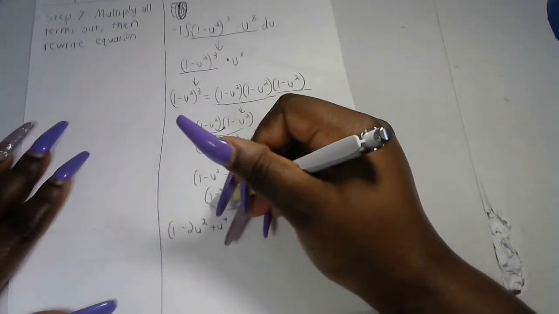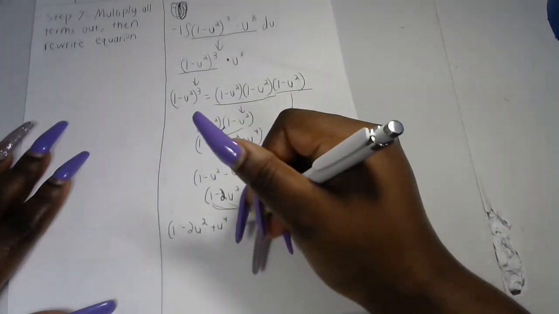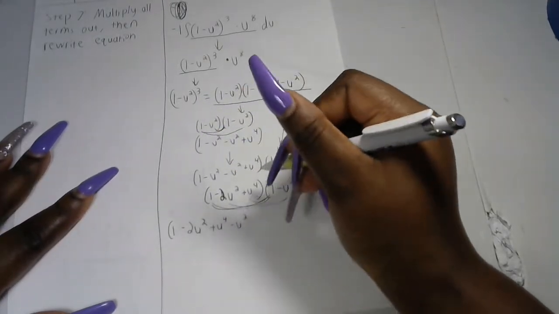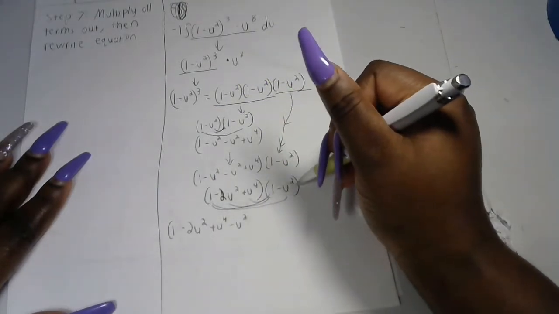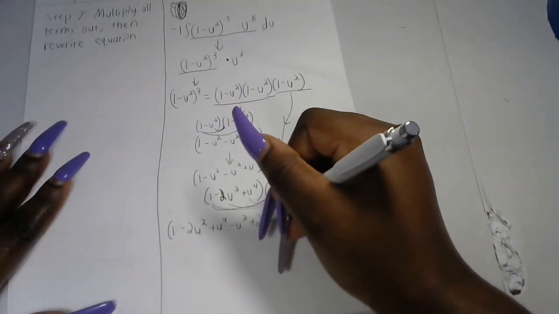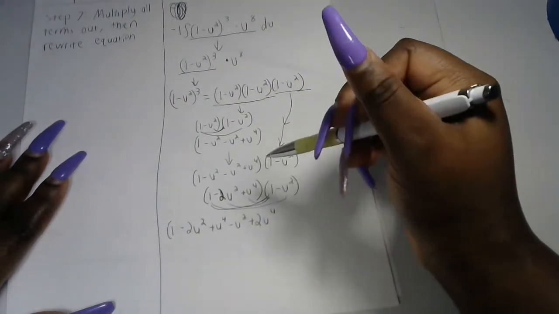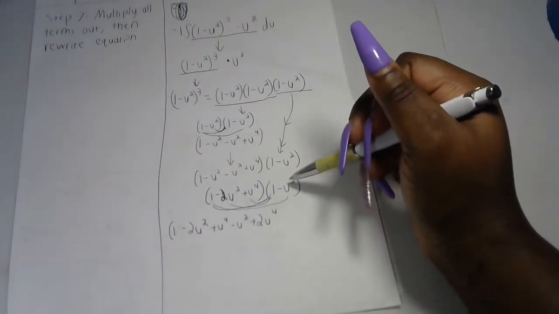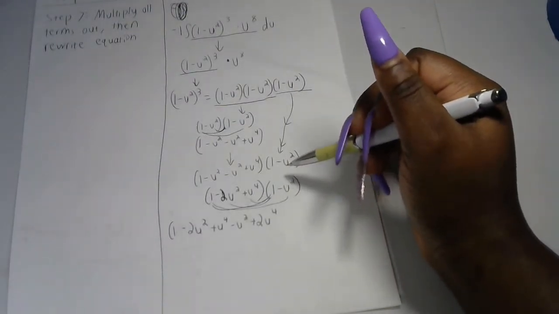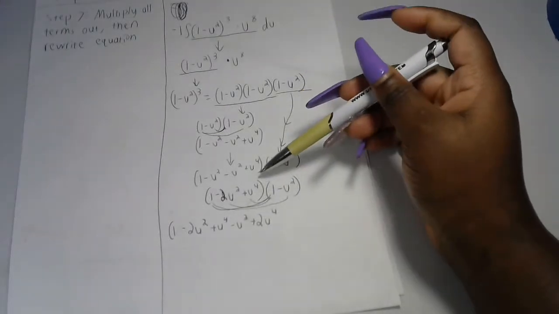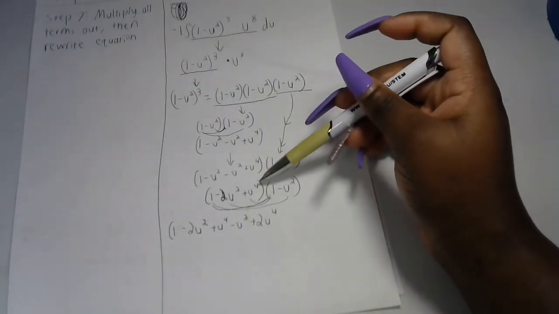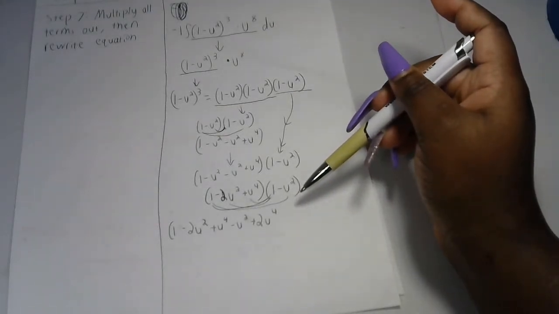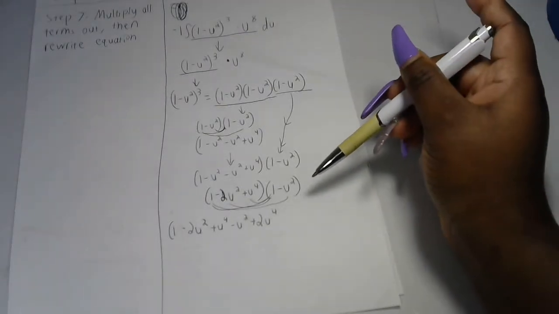So 1 minus u squared, 1 times negative u squared is negative u squared. Negative 2u squared times negative u squared is positive 2u to the fourth. And then u to the fourth times negative u to the second. Now this is very important. This is where rule number 1 comes in, because so many students that I used to tutor would take u to the fourth times negative u to the second and get negative u to the eighth. That's not true. It's negative u to the sixth, okay?